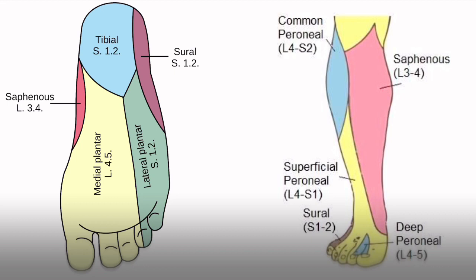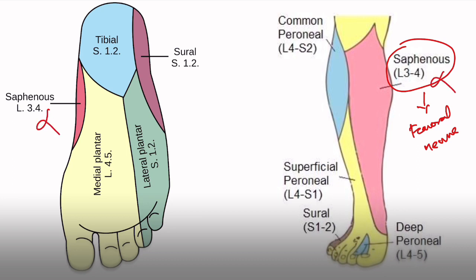Whenever we go for varicose vein surgery, there is a high chance that we can damage the saphenous nerve. The saphenous nerve is basically the longest and largest cutaneous branch of the femoral nerve. So there is a high chance that we are going to damage this. That is L3, L4 of the saphenous.